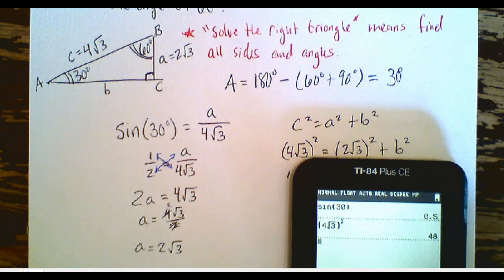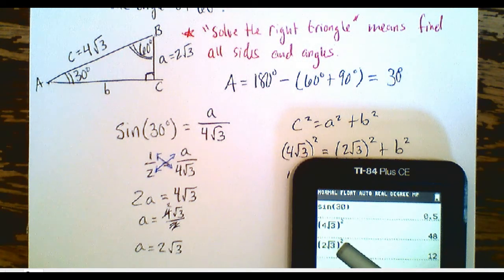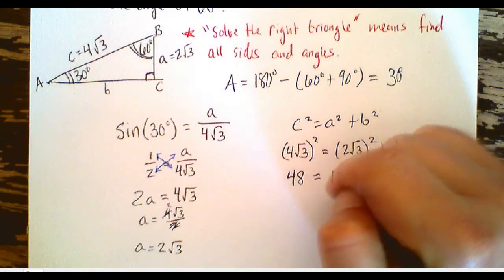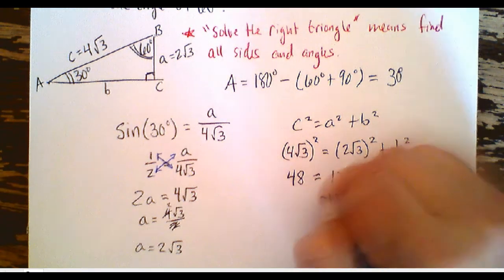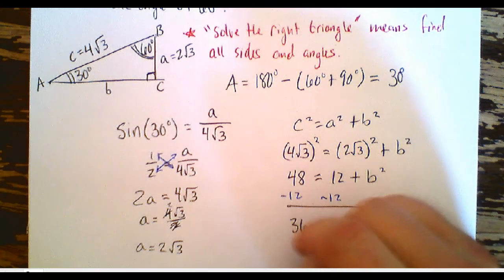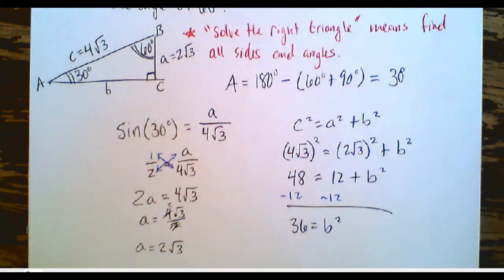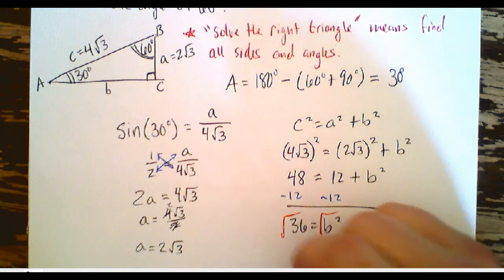What is 2 square root of 3 squared? When you're doing this in the calculator, make sure that you have those parentheses there. Otherwise, it's not going to square everything. This is 12 plus b squared. And let's subtract our 12. So 36 equals b squared. Taking our square root, b is 6.